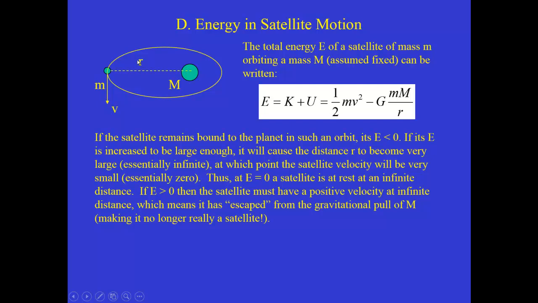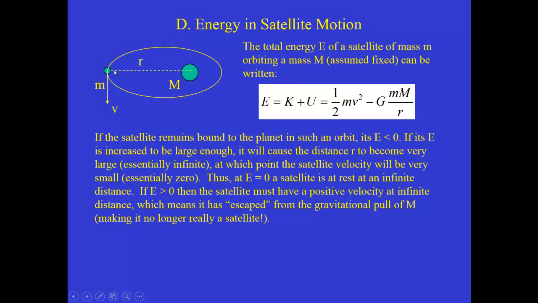And at that point where that value r gets really, really large, that means the potential energy would go towards zero. And at that point, the satellite velocity would be really, really small. And so if we imagine increasing the energy by increasing the distance, then since it starts off negative, eventually we would get to the place where the total energy would be exactly equal to zero. And that would mean that the kinetic energy would be zero and the potential energy would be zero.